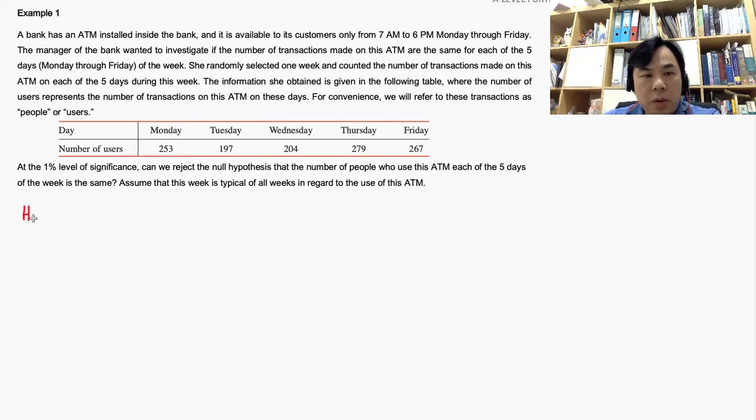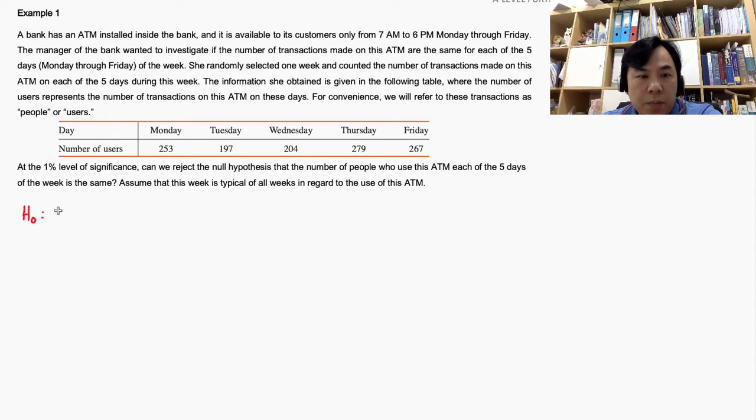So here we have our null hypothesis. Since we are interested to check whether the number of users is the same for each day over the 5 days in the week itself, we can use a simple symbol to represent it. You can write in words that our null hypothesis is that there is an equal number of transactions on each of the 5 days of the week. Or we can write down that the proportion of transactions are the same for each of the 5 days.